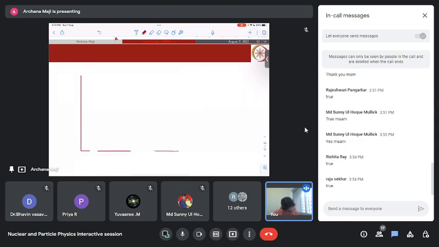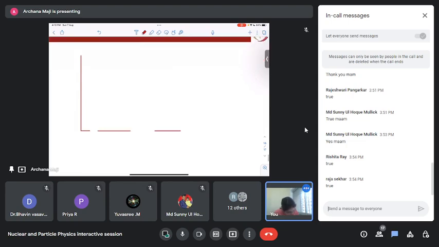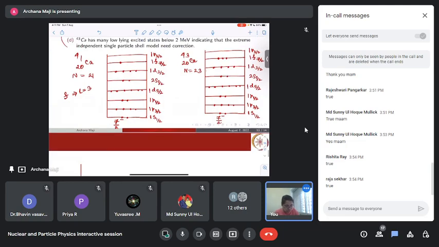This is the ground state for both, that is 7/2 minus, and this is also 7/2 minus. This is calcium 41, this is calcium 43. Around 2 MeV for calcium 41, there is the first excited state, which is 3/2 minus. How will you get that? If we take this over here, then the unpaired neutron will be at 1p 3/2. That's why its spin will be 3/2 and parity will be minus, because p has L equal to 1, that is minus 1 to the power 1, which is minus 1, that is odd parity.